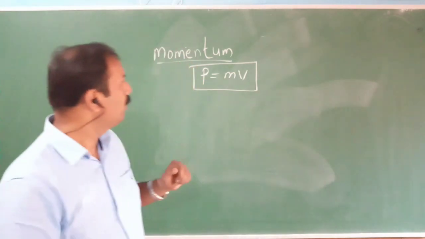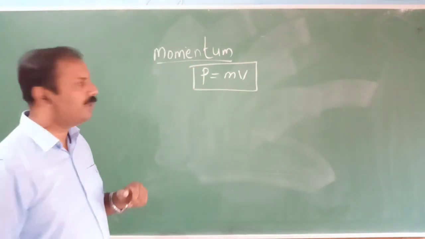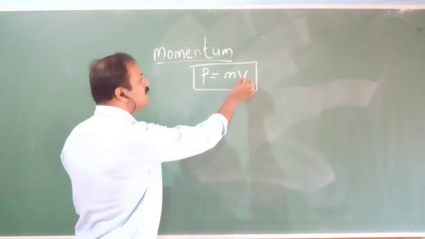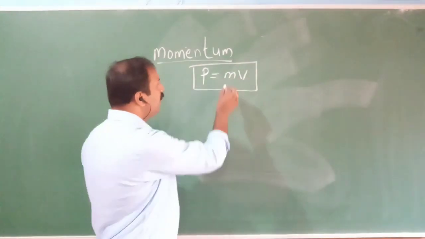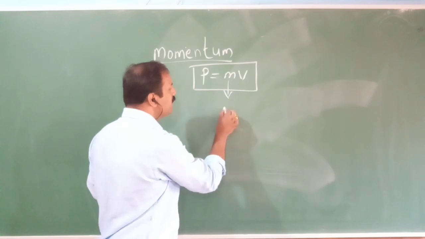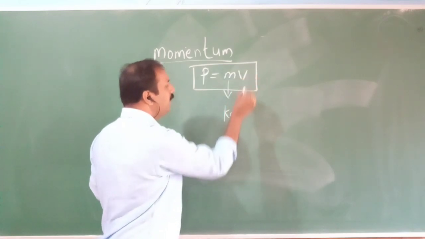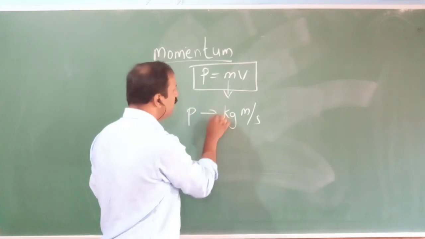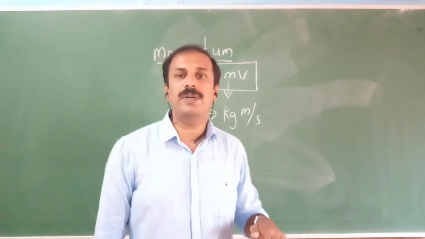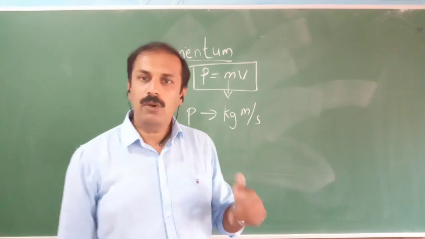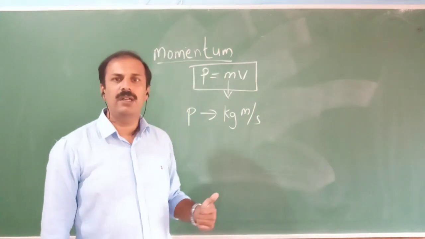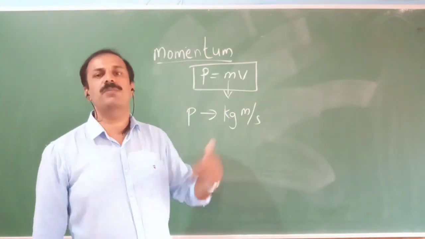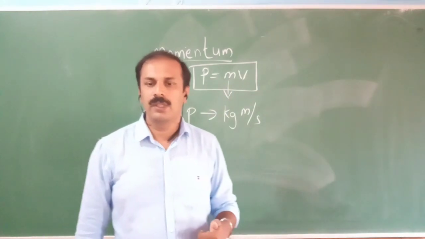So that's about momentum. What will be the SI unit of momentum? Momentum is given by mass into velocity. The SI unit of mass is kilogram and of velocity is meter per second. So the SI unit of momentum will be kilogram meter per second. Now why are we studying momentum here? Because our second law is related to momentum.